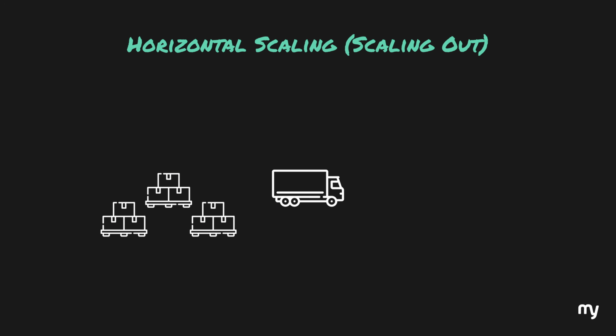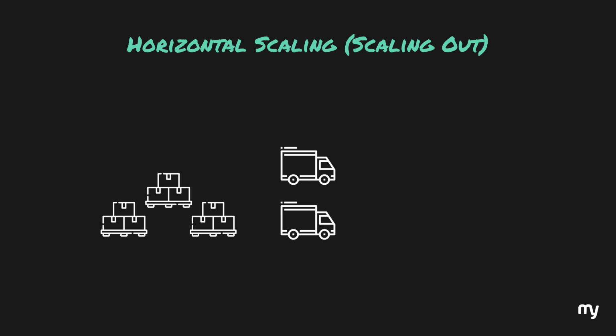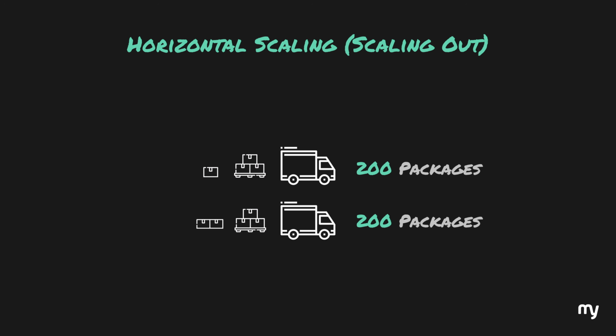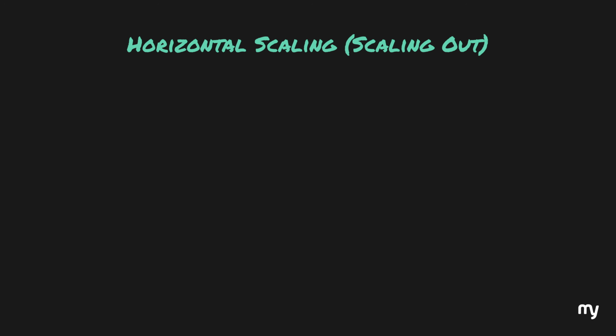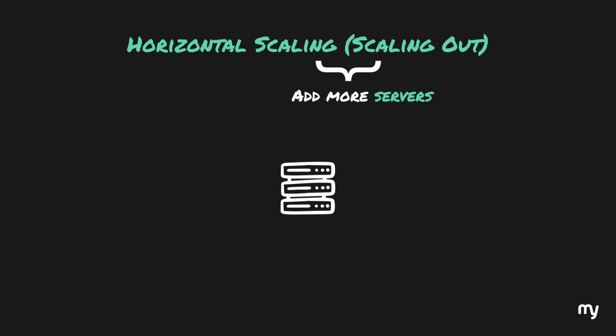Instead of renting a bigger truck to handle 300 packages, there is another approach. Rent 2 trucks, each with a capacity of 200 packages. You can split the load between them, with each truck carrying half the packages. Together, they get the job done without the need for a single, larger vehicle. This is the essence of horizontal scaling. Instead of upgrading a single server, you add more servers to share the load.